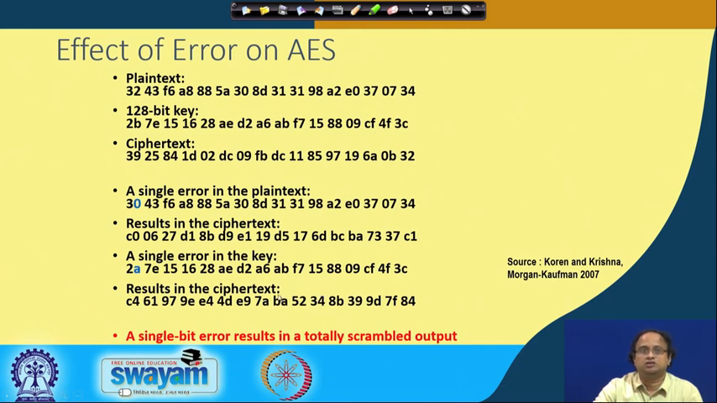Even if there is a small bit error, there is a wide diffusion in the output. So, we get a very nice diffusion and confusion. If there is a flip in the key or a flip in the plain text, then the output looks quite random.